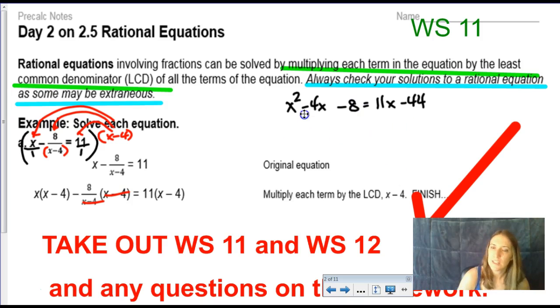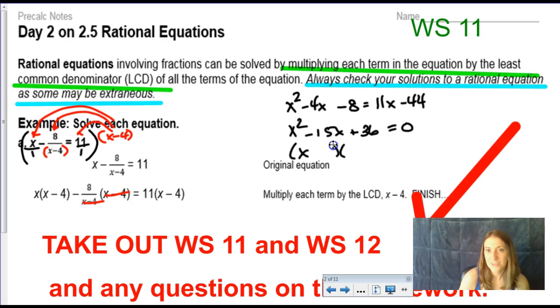Let's bring everything to the left side. Negative 15x, and then adding 44 over would be plus 36. And then great news, I think this factors. How about x minus 12 times x minus 3? Yep, that would work. So you get two solutions, x equals 12 and x equals 3.